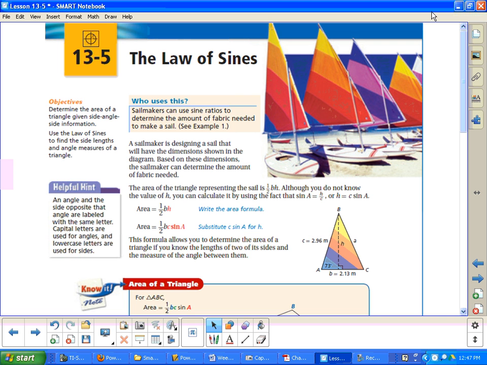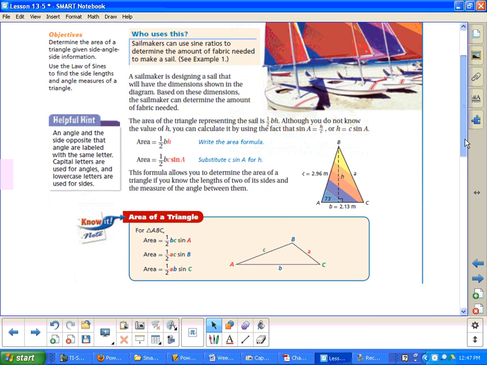We can use sine, cosine, and tangent with right triangles to find all the missing sides and all the missing angles. But if it's not a right triangle, then we have to use either what's called the law of sines or the law of cosines. First of all, let's look at area.